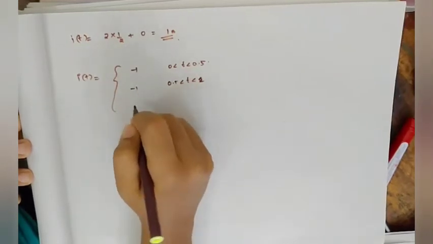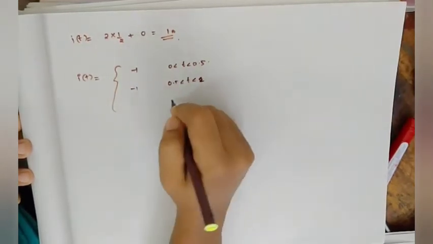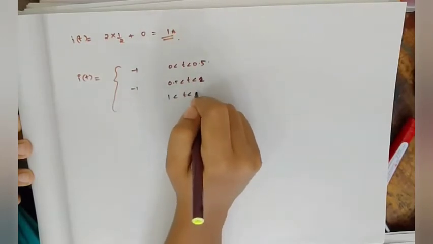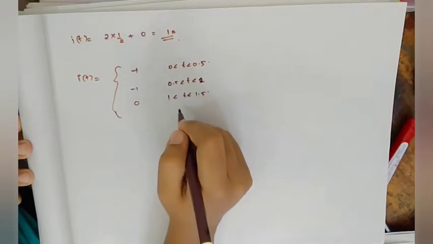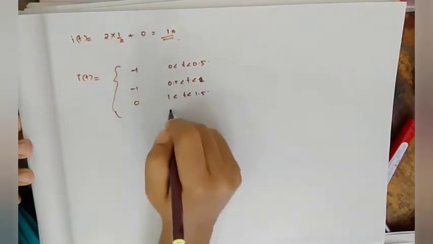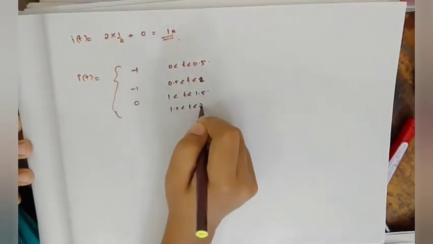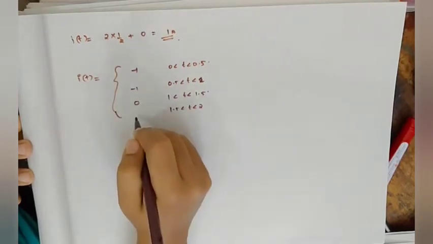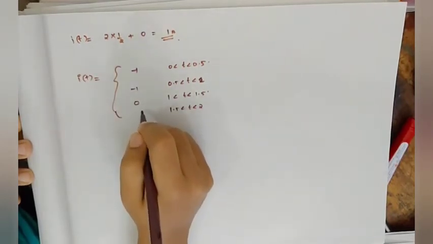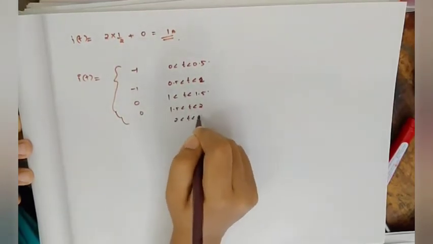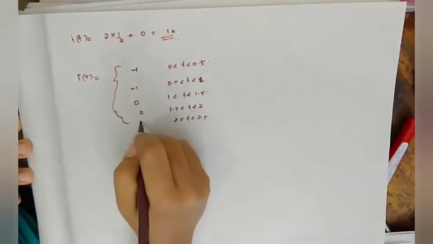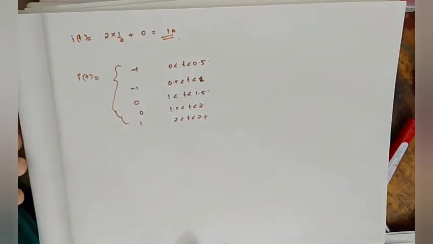minus 1 itself, and for 1 less than t less than 1.5, it is equal to 0, and for 1.5 less than t less than 2, it is equal to 0 itself, and for 2 less than t less than 2.5, it is 1 ampere.